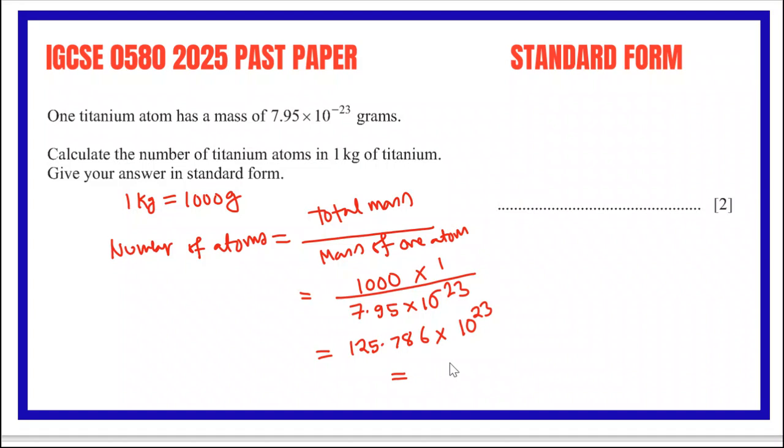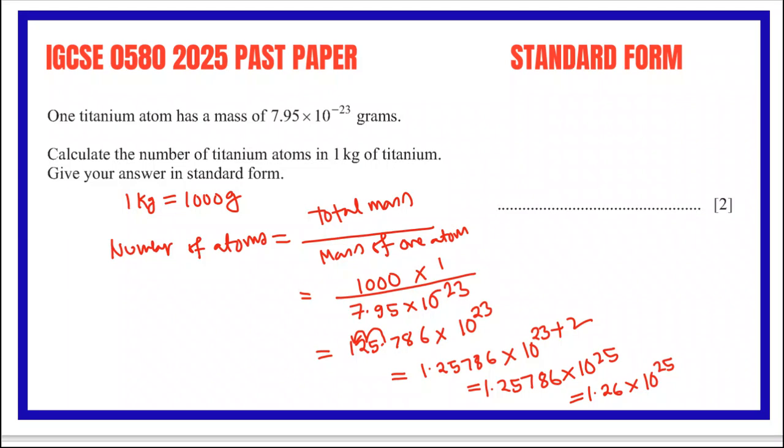Now this number is not in standard form. So we have to write this number in standard form. That means we have to move this decimal 1 place to the left. It will become 1.25786 times 10 to the power of 23 plus 2. That means this is equivalent to 1.25786 times 10 to the power of 25. If you're rounding to 3 significant figures, it is equivalent to 1.26 times 10 to the power of 25 atoms, which is the final answer.